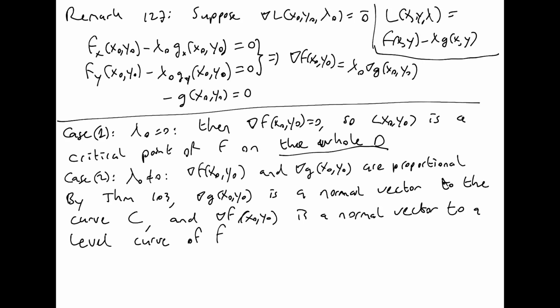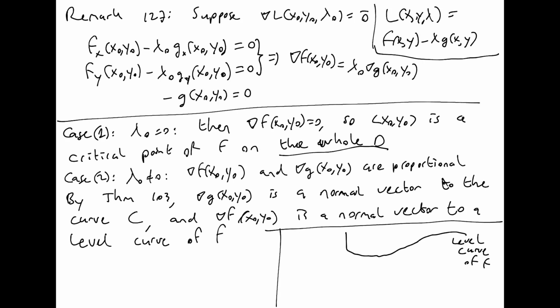Okay. So now let us make a little bit of a picture. So let's say we have a level curve of f, which goes like this. So this thing is a level curve of f. We also have a level curve of g, which is our curve c. So this is the curve c.